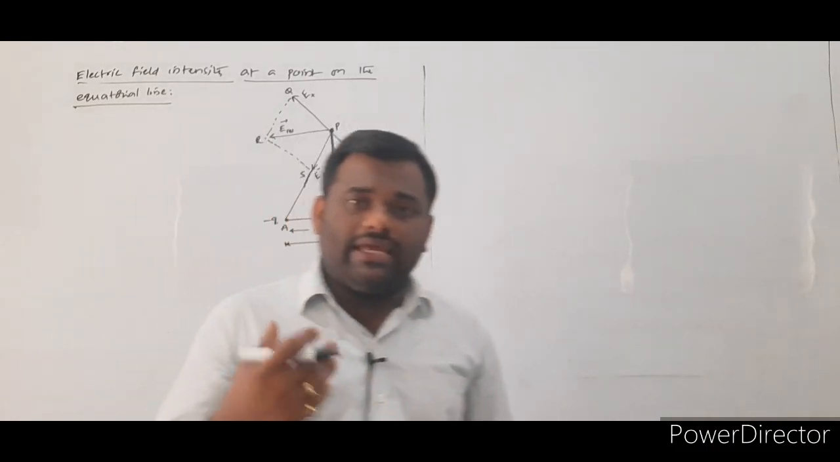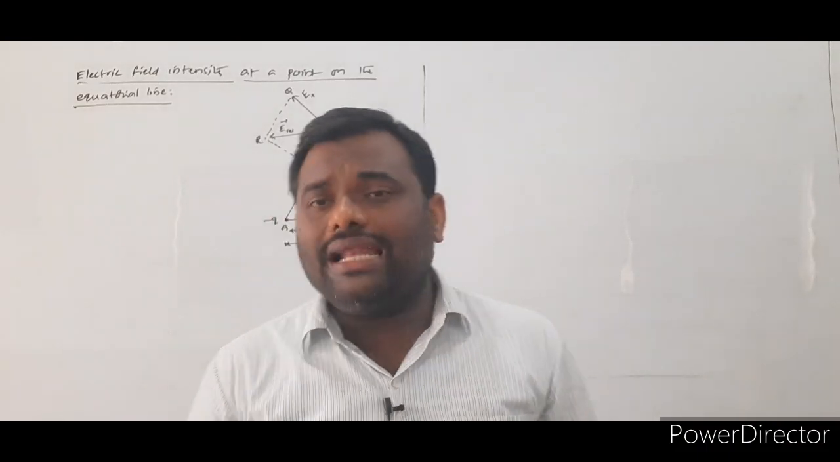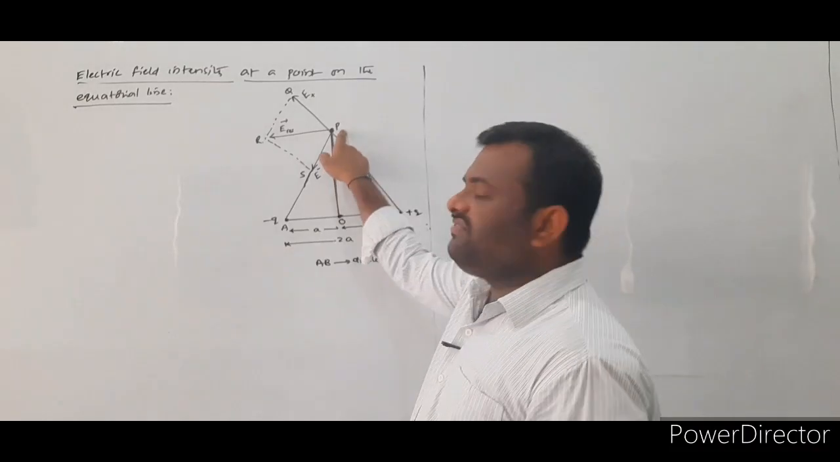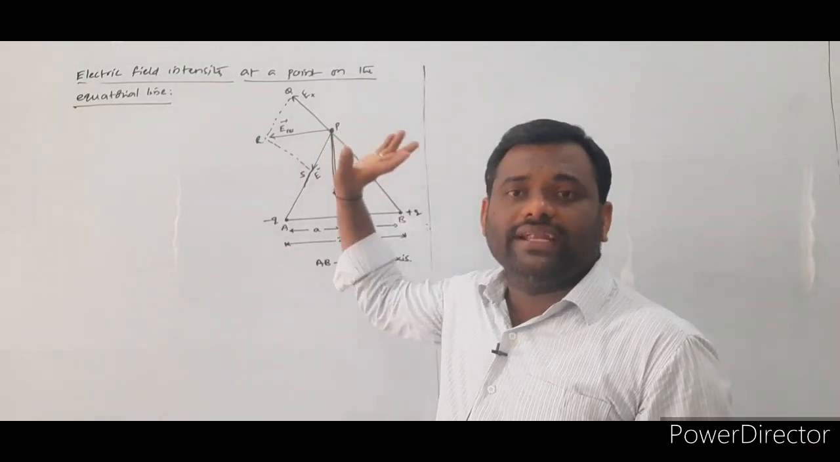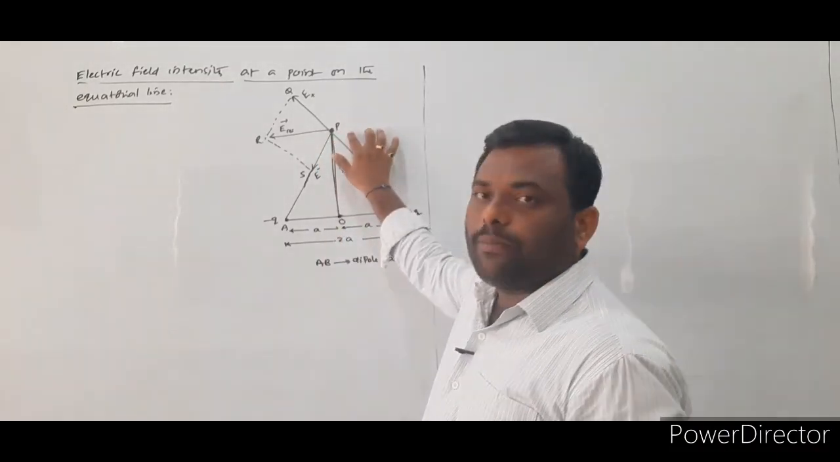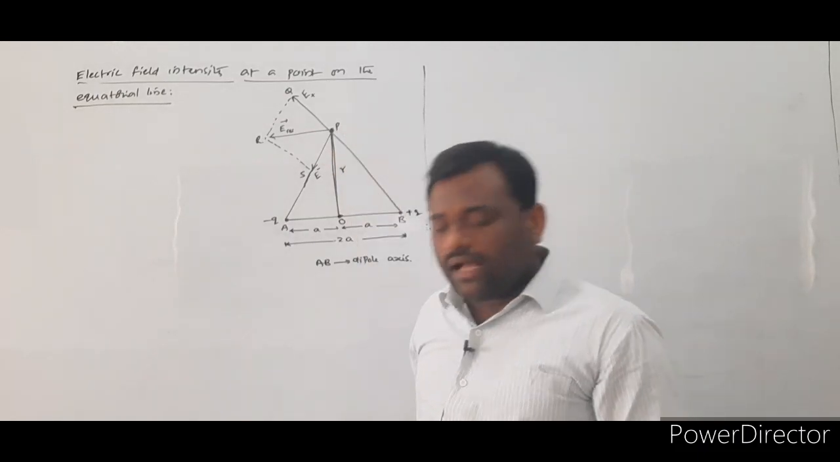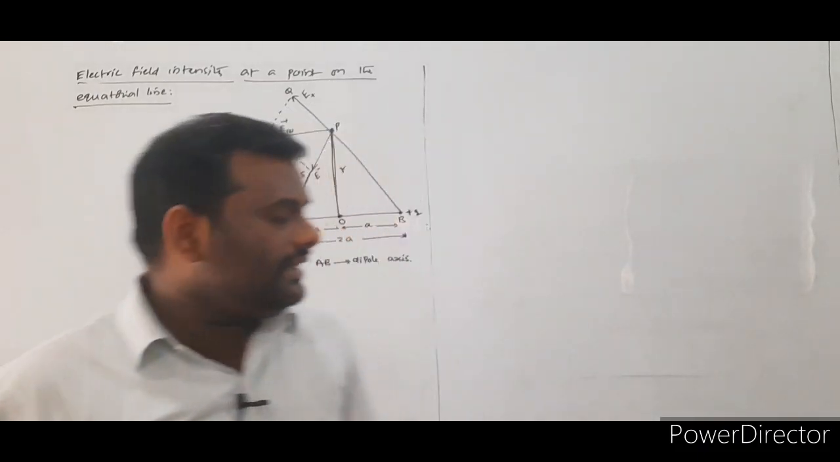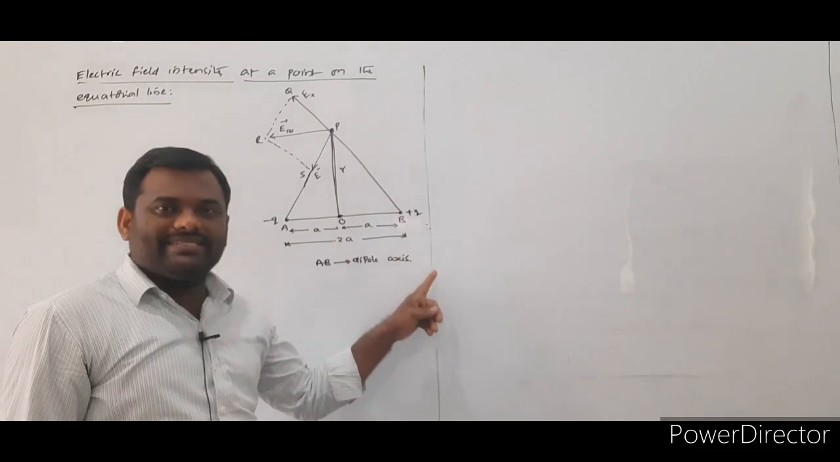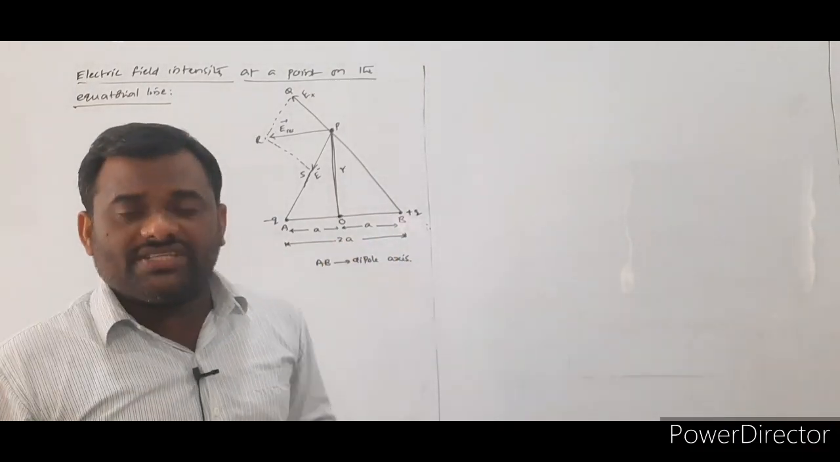Now, what is our aim? Here we are going to calculate the resultant electric field intensity which is acting at the point P. See here, in the given dipole, how many charges are present? In the given dipole, two charges are present.